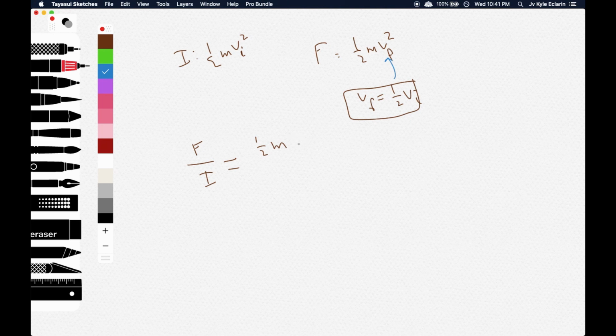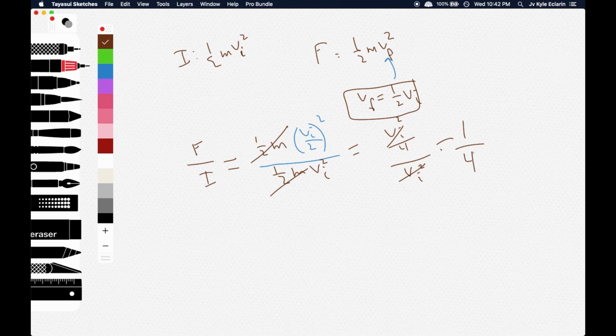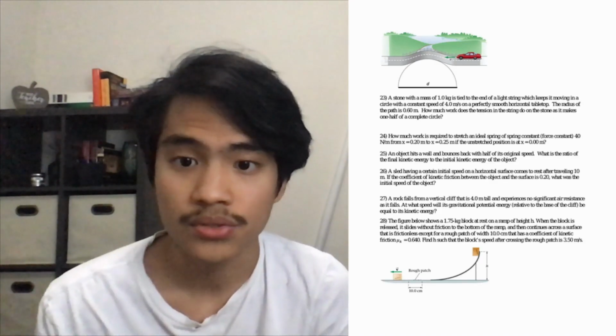This is 1/2 vi over 2 squared, all over the initial, which is 1/2 mvi squared. And this cancels out with this, and we would be left with vi squared over 4 all over vi squared. The vi's cancel out, and you're just left with 1 over 4. Let's look at number 26.